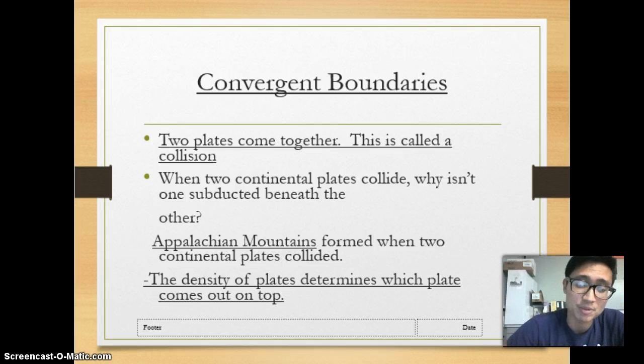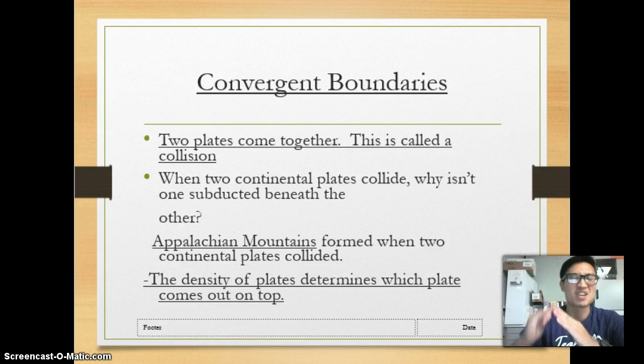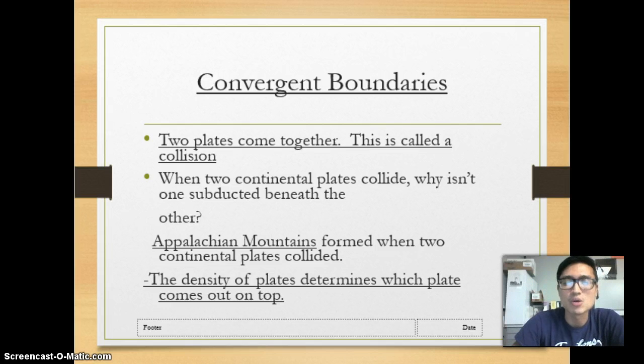Okay, for example, the Appalachian Mountains on the East Coast, some of you guys are interested in going to East Coast colleges, is an example of when these two plates collide. The density of the plate determines which plate comes out on top more than the other. So while there's no subduction in which one plate is going into the mantle, one plate could end up higher up than the other. Okay, so that depends on the density. If it's more dense, it's more likely to end up on the bottom, and if it's less dense, it's more likely to end up on top.